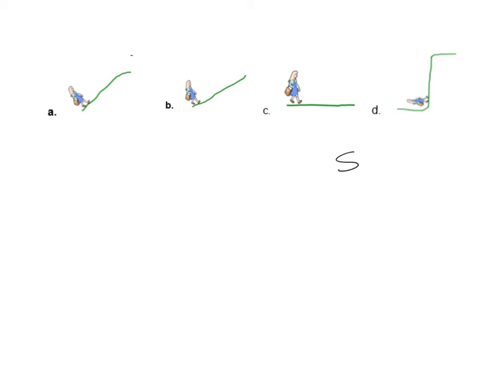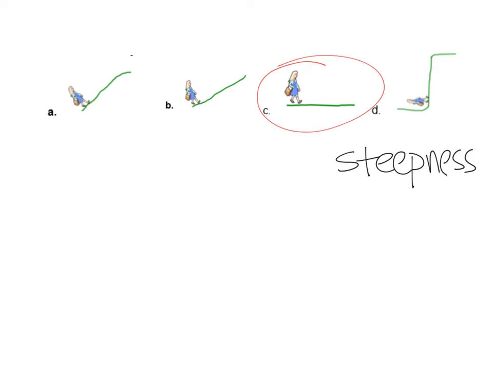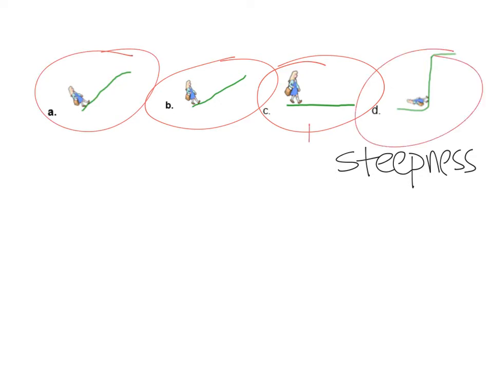Sorry for that messy writing. Steepness. How steep is the hill? The steeper the hill, the more difficult it's going to be to climb. So, obviously, C would be the easiest to traverse. And then B, and then A, and then D. So if we had to rank them, 1, 2, 3, and then 4, which doesn't even really look possible.